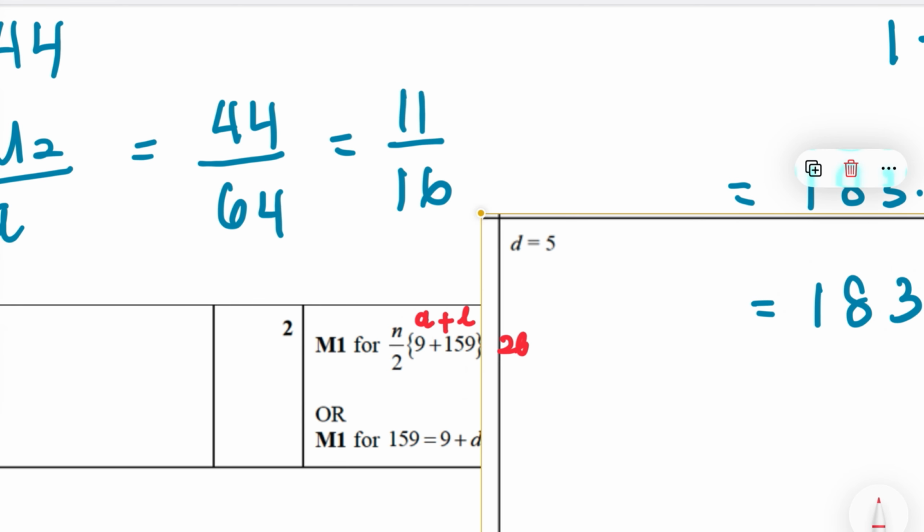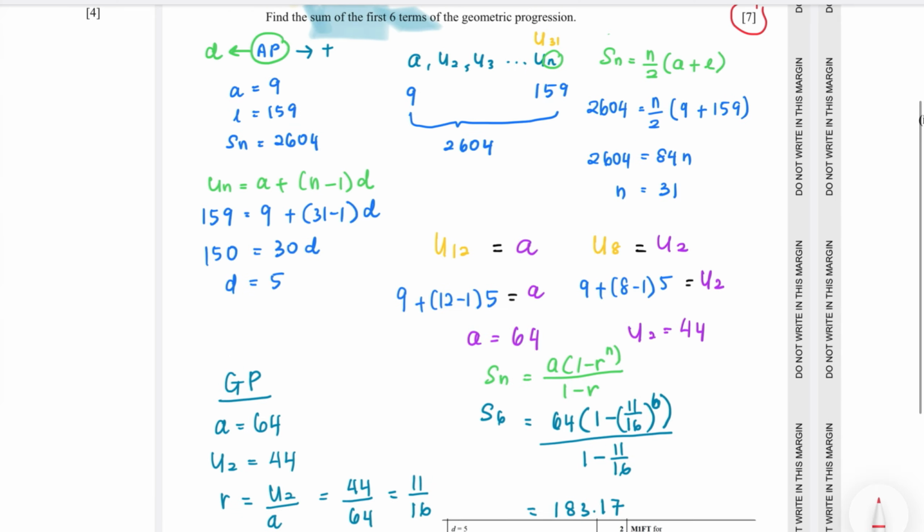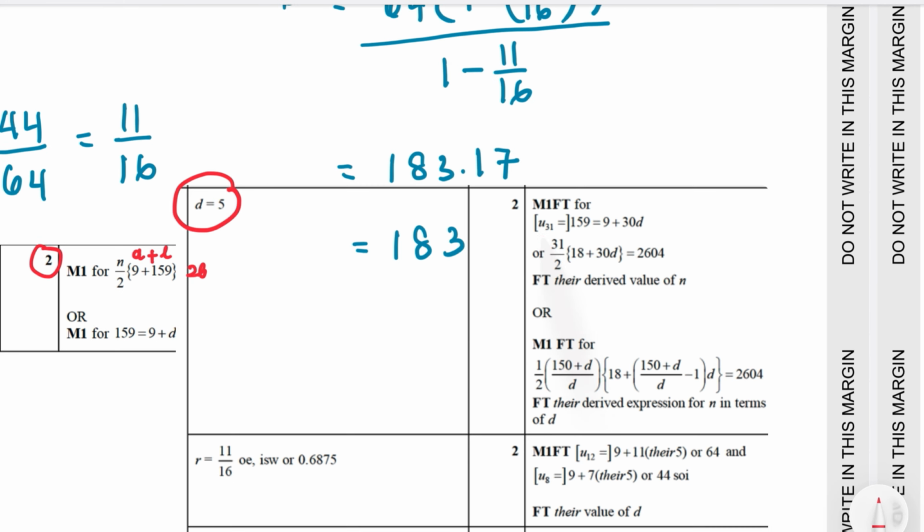That's going to give you 2 marks. So this is 2 marks. And when you get d equal to 5 with this or using this, that is going to give you 2 marks. So this is 2 marks.